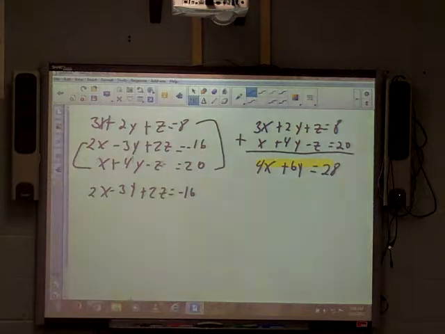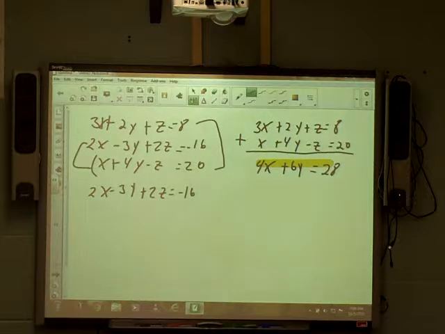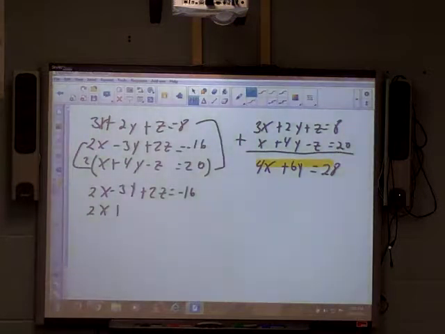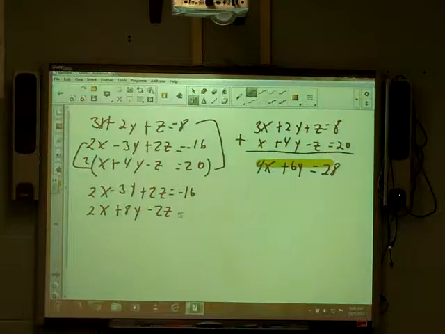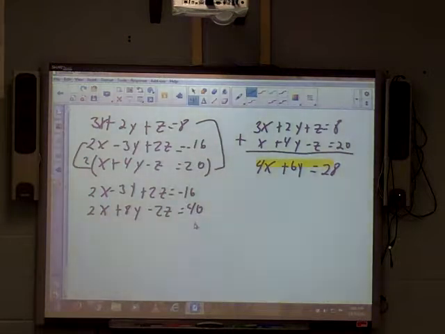Okay, to get this third one with the 2z, I'm going to have to multiply that whole piece by 2. So I make 2x plus 8y minus 2z equals 40. Had some people in 6th period yesterday forget to multiply what's on the other side of the equal sign. You got to multiply everything.